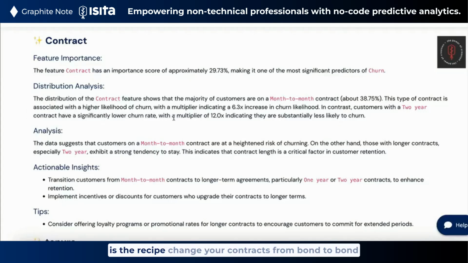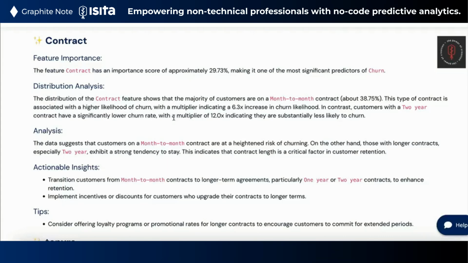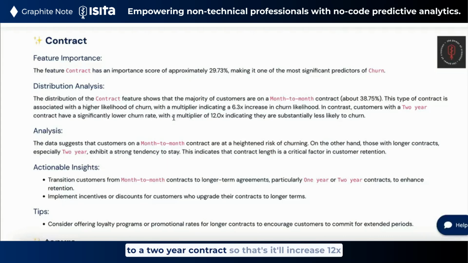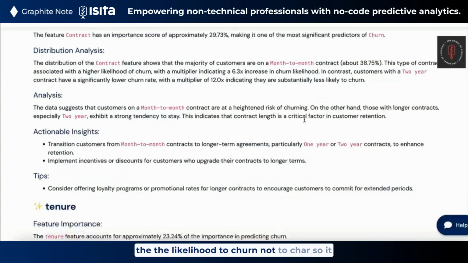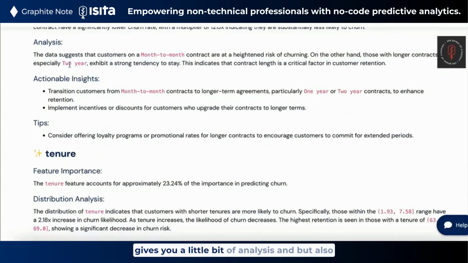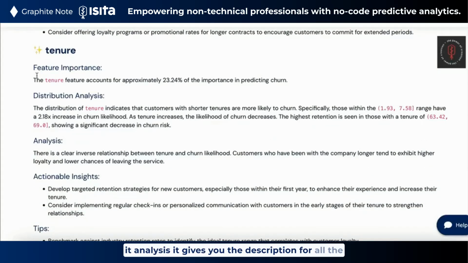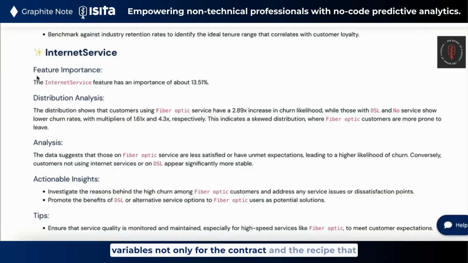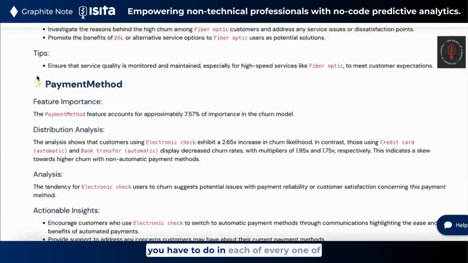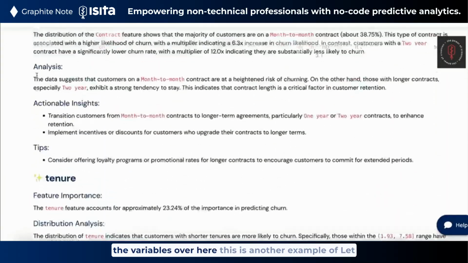So this is the recipe: change your contracts from month-to-month to a 2-year contract. It will increase 12x the likelihood to not churn. So it gives you a little bit of analysis, but also the description for all the variables, not only for the contract, and the recipe that you have to follow for every one of the variables over here.